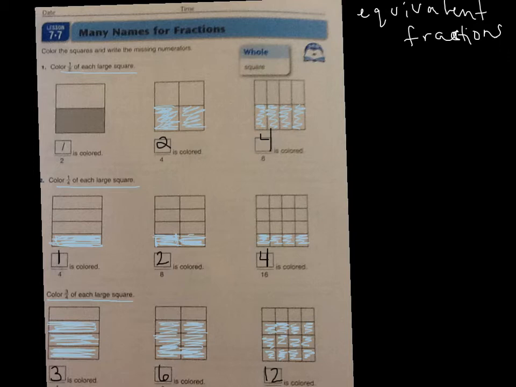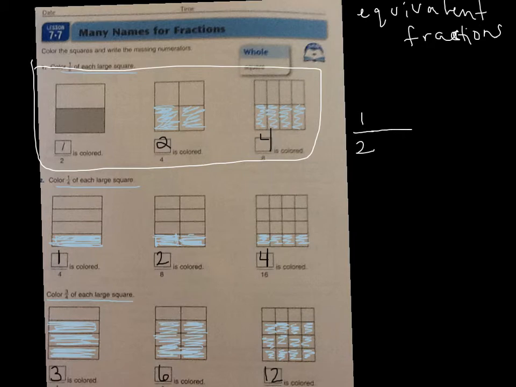Let's take a look at number 1. We started with the fraction 1/2. And then to get to that second fraction, we could multiply the numerator and denominator by 2 because we doubled the amount of squares. So when I multiply by 2, my numerator now becomes 1 times 2 equals 2, and my denominator becomes 2 times 2 equals 4, 2/4, which is exactly what we had right here.